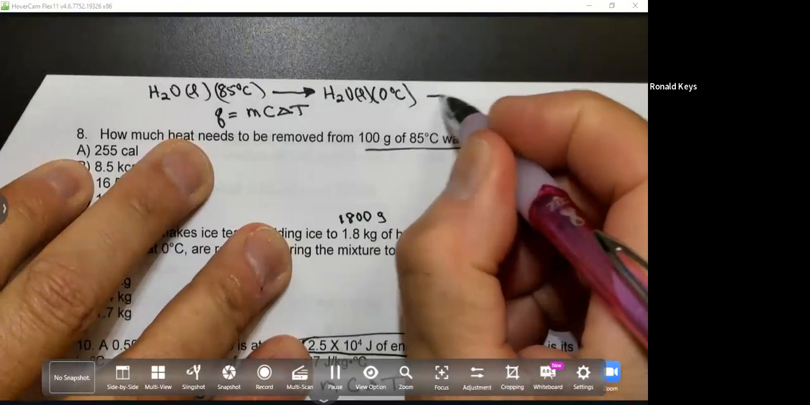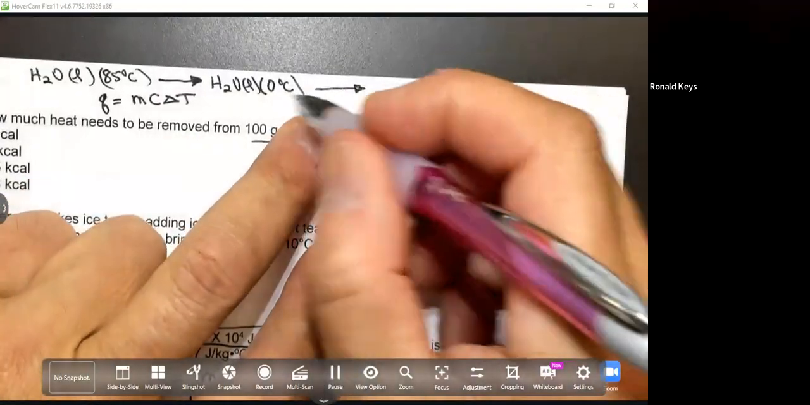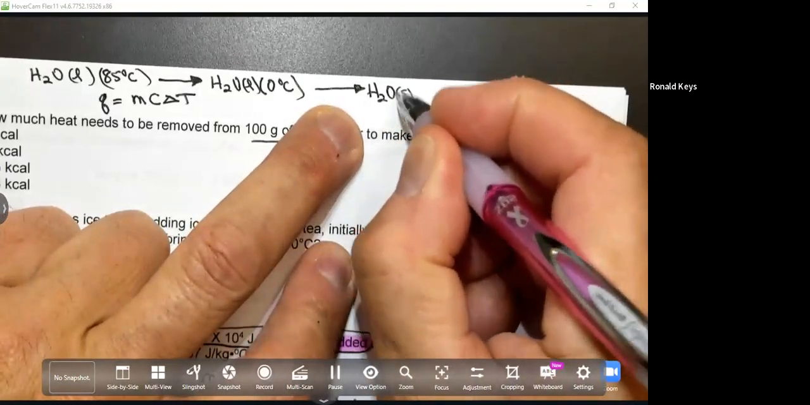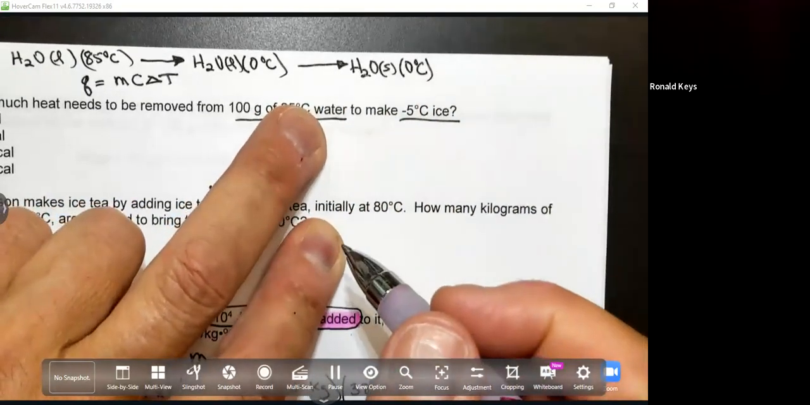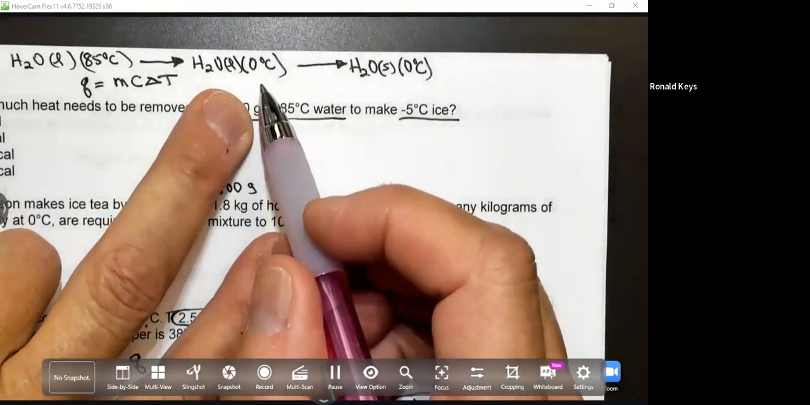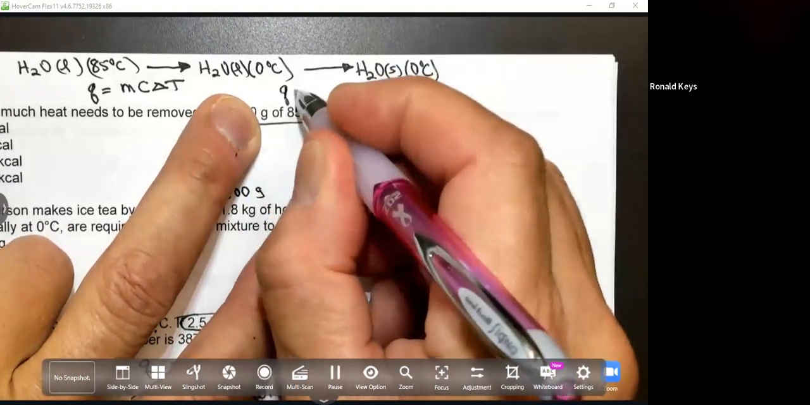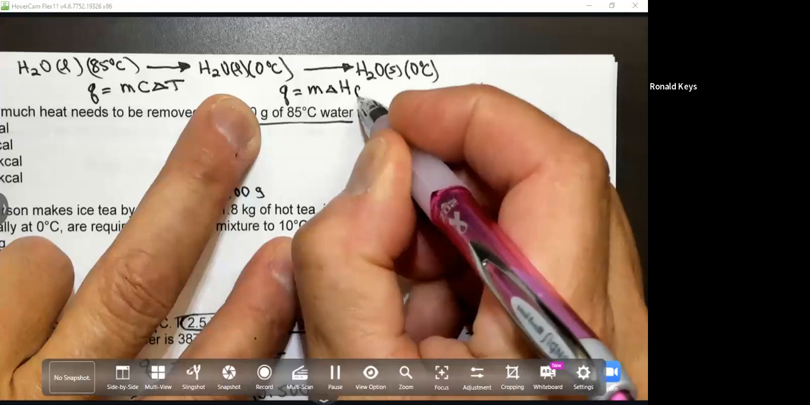Then we've got to take the liquid water to solid water at 0 degrees Celsius. Right? We're going to freeze it. That part right here is Q equals m times the enthalpy of fusion.